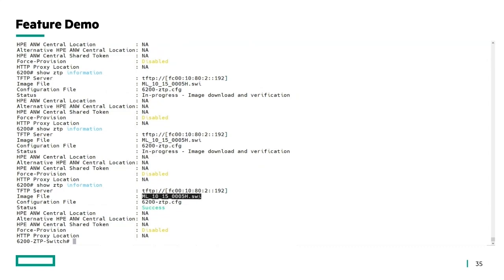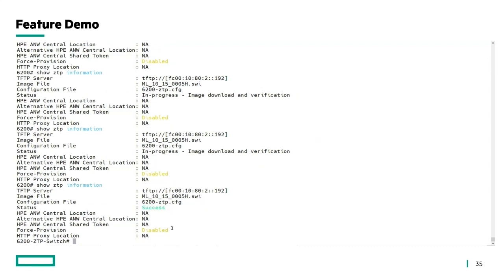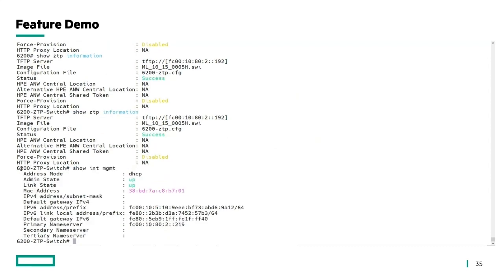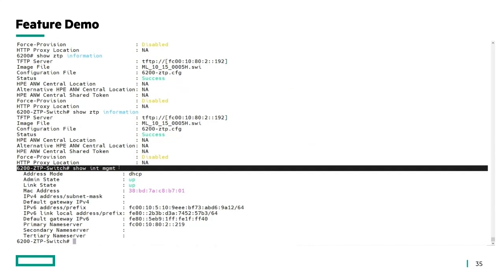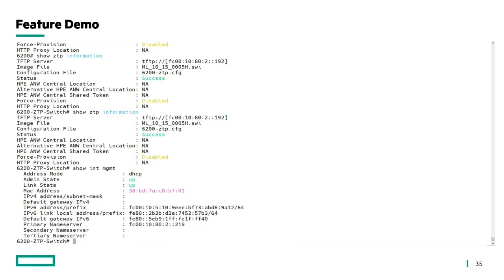In case the current image file doesn't match the one from the DHCP server, the switch will go for a reboot. And if not, it will continue as is. And you can see that the ZTP status is successful. I have also shown the show interface management command so that the IPv6 addresses are also received on the OOBM. And you can see that the IPv6 address has been assigned to this device. And the status is successful and the address mode is DHCP as well.